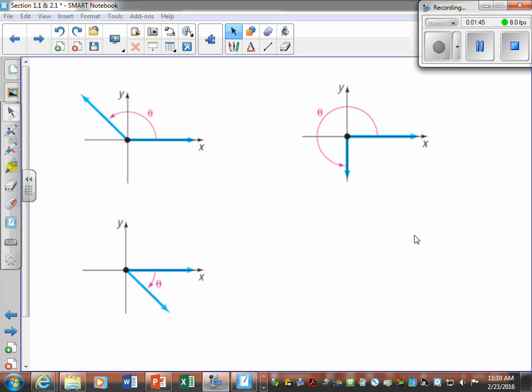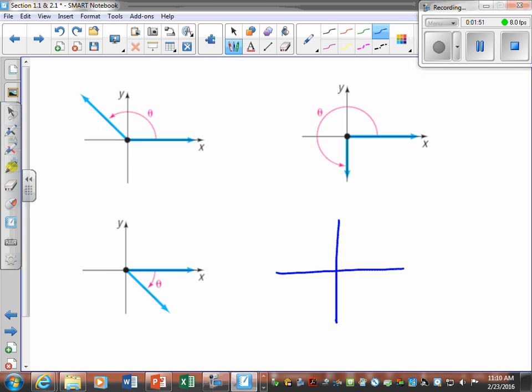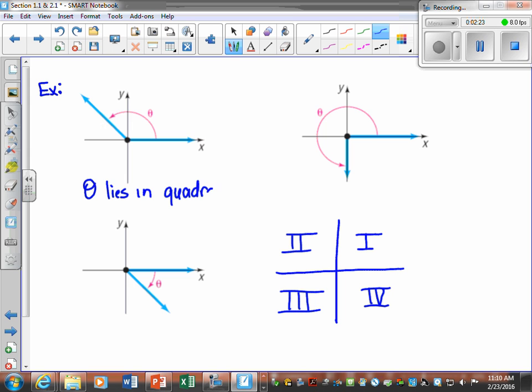Okay, the next thing we're going to talk about is quadrants. So angles lie in which quadrant. For example, if I had my coordinate system, this is quadrant 1, this would be quadrant 2, this is quadrant 3, and this is quadrant 4. So if I look at this first one up here, which you can draw a rough sketch of, which quadrant does theta lie in? For this one we'll say theta lies in quadrant 2.